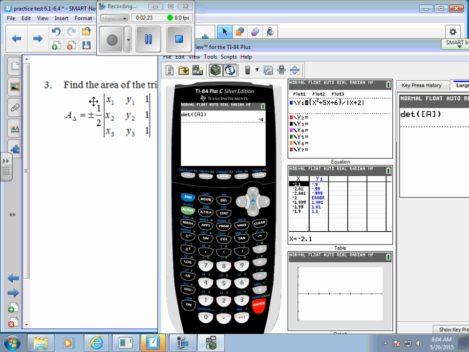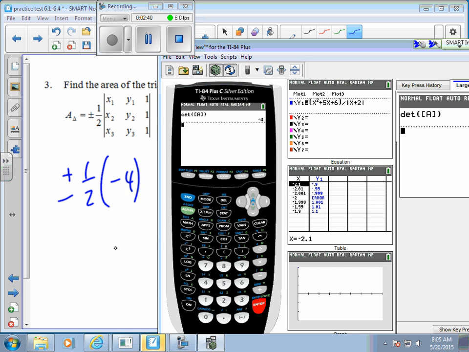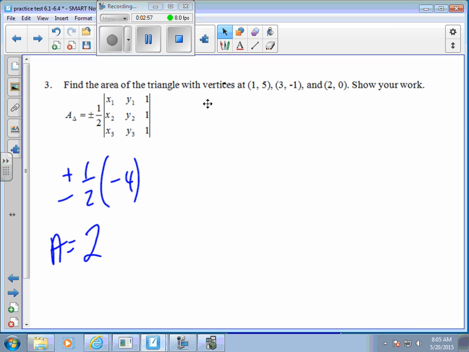You notice the plus or minus in front here. So I have plus or minus 1/2 times -4. Now if I'm finding the area of a triangle, do I want a negative area or a positive area? Of course I want a positive area, so I'm going to multiply by the -1/2. This -1/2 times -4 gives me an area of 2. So my area of my triangle is 2. All right. And let's close this down for the next problem. So that's how you do the triangle area stuff.